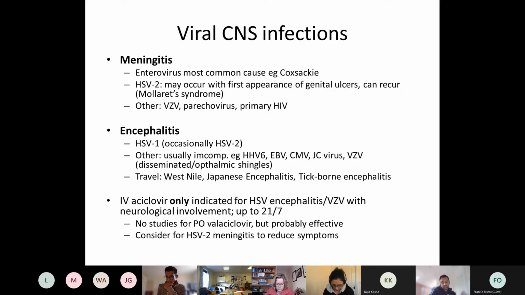So as I said, IV acyclovir is only indicated for HSV encephalitis, or VZV, where it actually still works with neurological involvement. And you do need to give a minimum of 14 days of treatment, but sometimes up to 3 weeks. There's no studies for using oral valacyclovir instead, but it probably is effective. So I have had some scenarios where we've never identified the organism, the viral PCRs weren't positive.